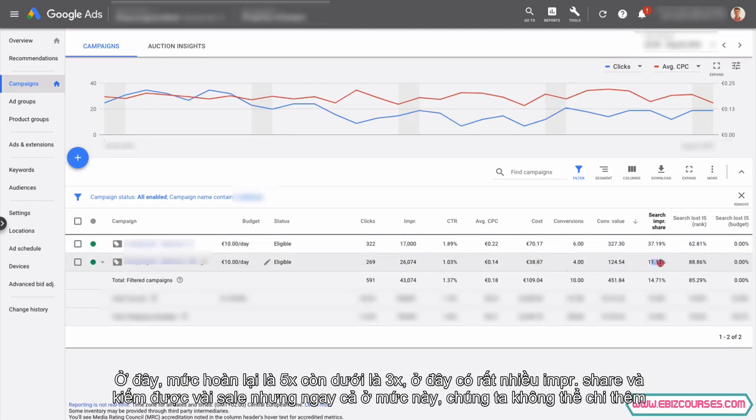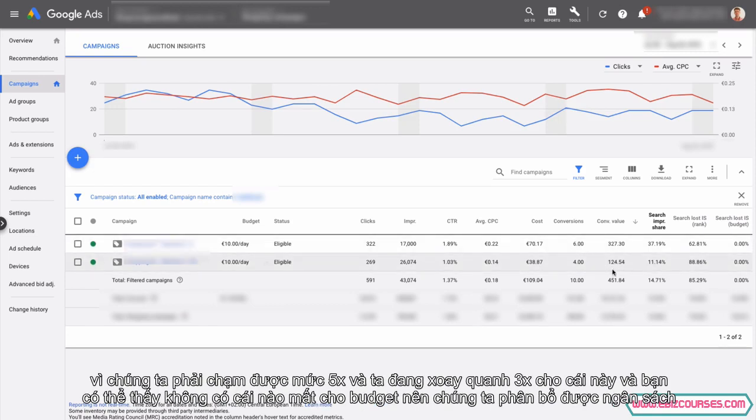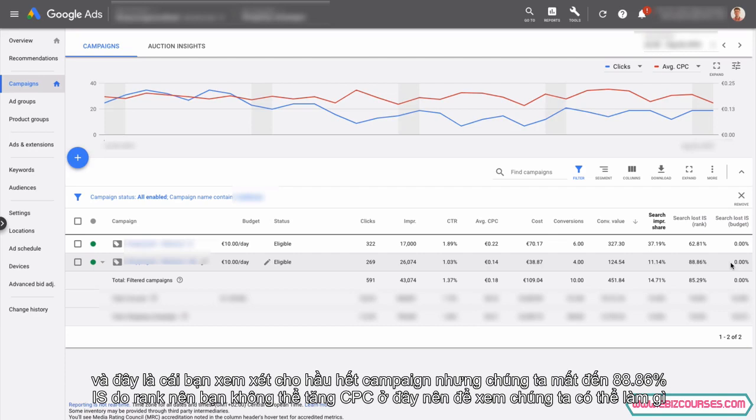And you can see that actually here we have a lot of impression share to cover. So we are making some sales, but even at this level, we can't afford to spend more, because we need to hit well above 5, and we're around 3 here for this one. And you can see nothing is lost to budget. So we have enough budget allocated, and this is something you'll see for most of your campaigns. But we have almost 89% lost impression share due to rank. So we can't increase the impression share. We can't increase the CPC here. So let's see what else we can do.